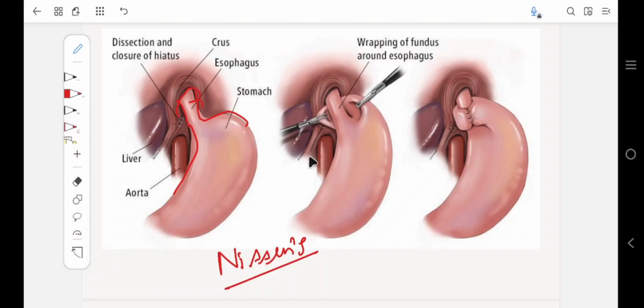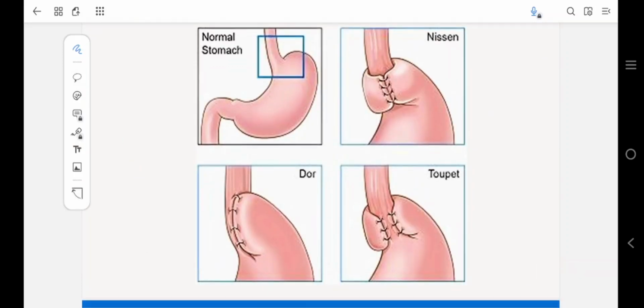Now this is the Nissen's fundoplication, where we wrap the fundus around the esophagus posteriorly, also known as Nissen's 360-degree fundoplication. This is another diagram showing Dor and Toupet fundoplication. Dor is the anterior fundoplication. Here, the fundus is sutured anteriorly. And this is Toupet, where fundus is wrapped around the esophagus posteriorly, also known as the Toupet posterior fundoplication.